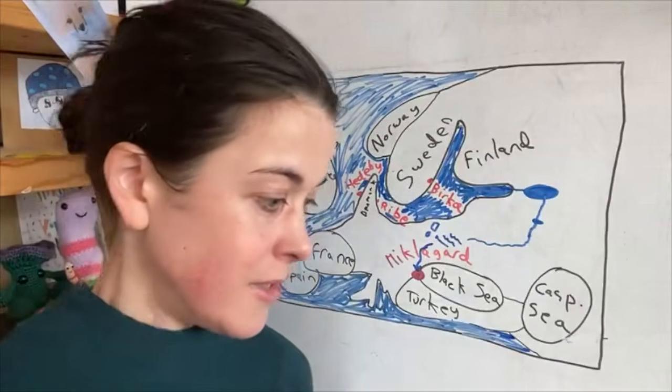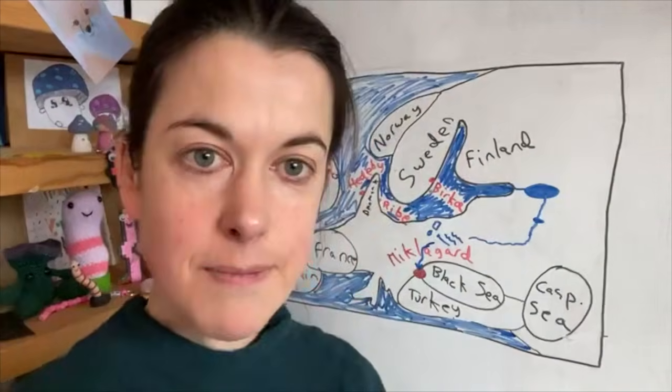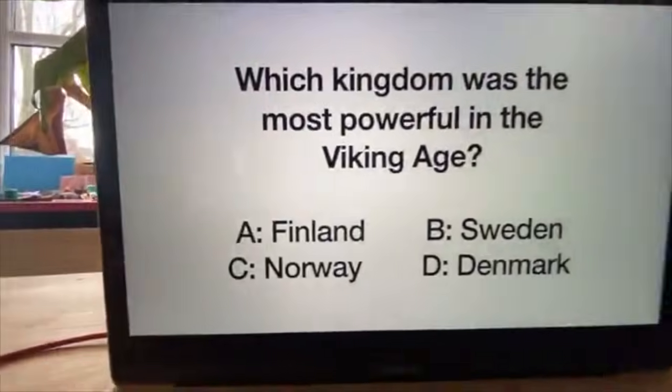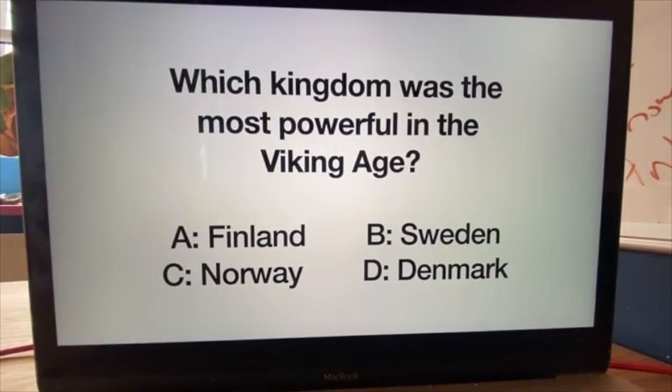Are you ready for your little quiz? Your 5 questions. Right. Here we go. Which kingdom, chums, was the most powerful in the Viking Age? Was it A, Finland, B, Sweden, C, Norway, or D, Denmark?